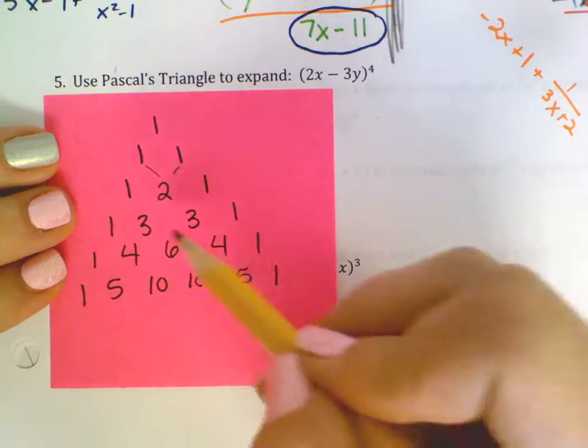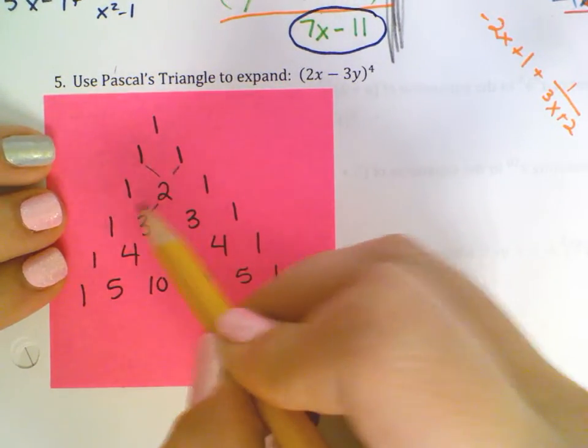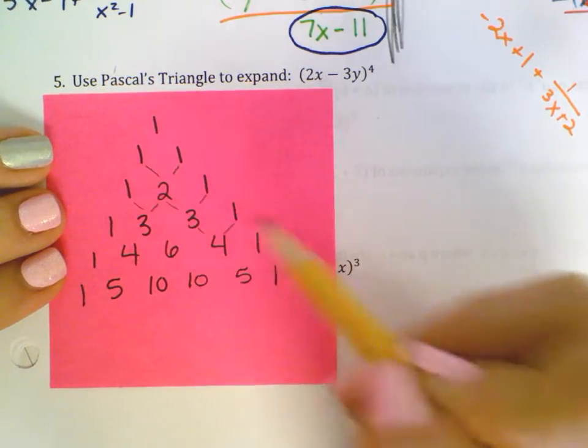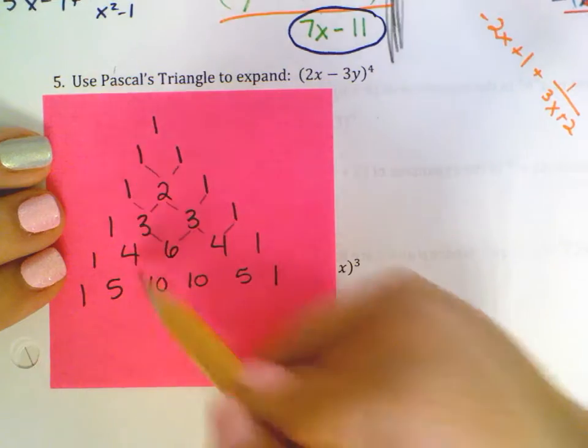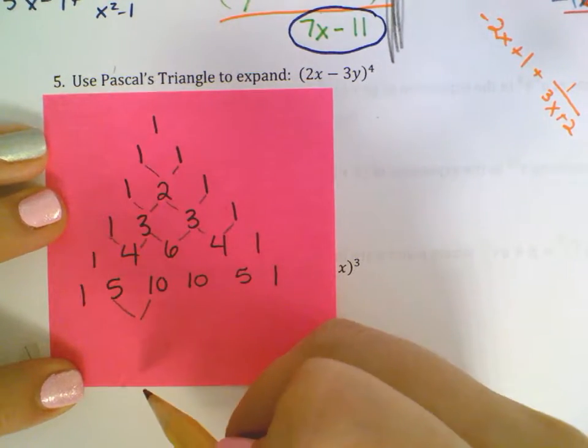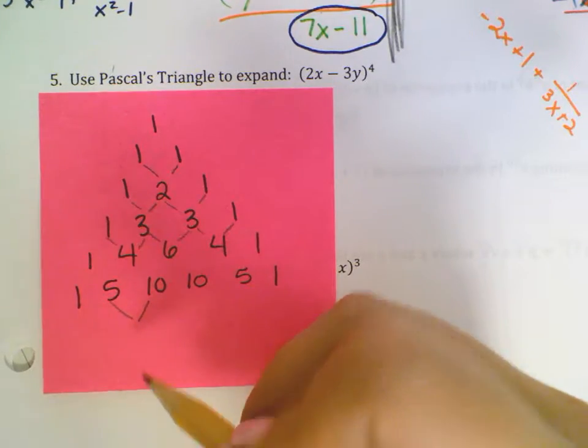Then you add those together to get 2. Add these together to get 3. Add these together to get 3. Add these together to get 4. Add these together to get 6. And so on. So we could go. So this down here would be, right, 15.